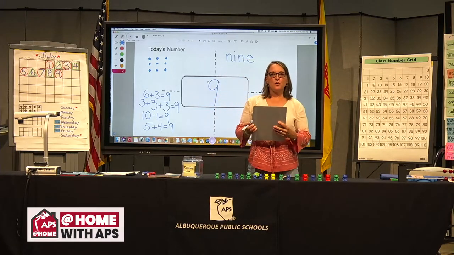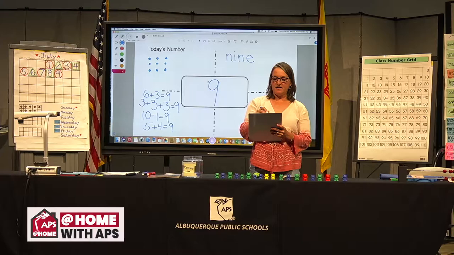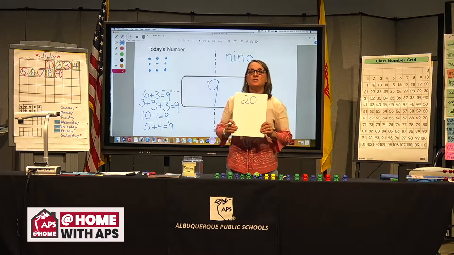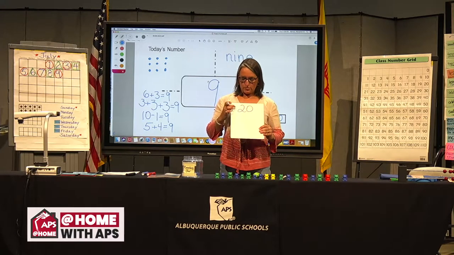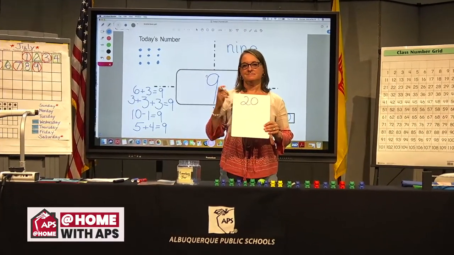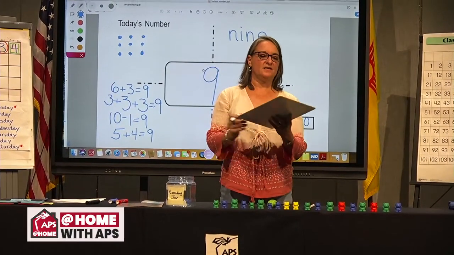So if you are a kindergartner at home, see if you can find 20 things to count. If you are a first grader, you're going to double this amount. What's 20 plus 20? You got it. It's 40.